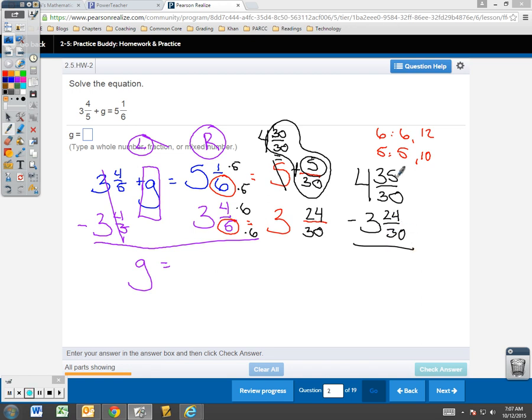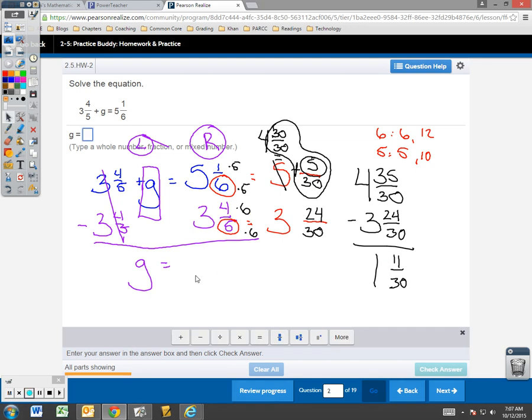I go to put in my answer. I have 35 minus 24 is 11. It's 11/30, and that gives me 1. So my answer will be 1 and 11/30. Let's do it as a mixed number here. 1 and 11/30. Let's check to make sure my answer is correct.